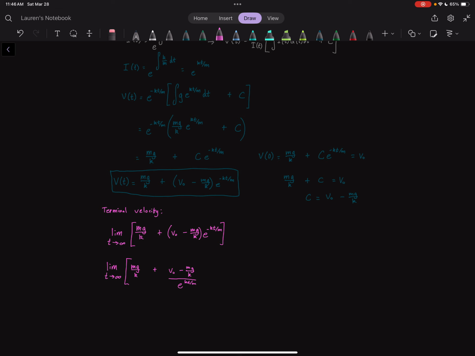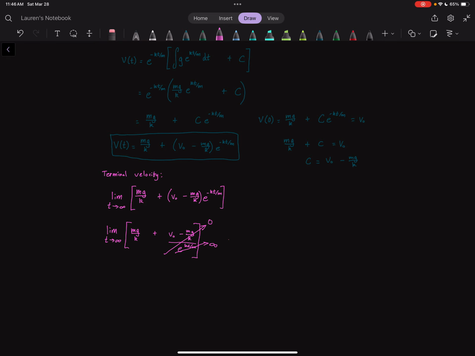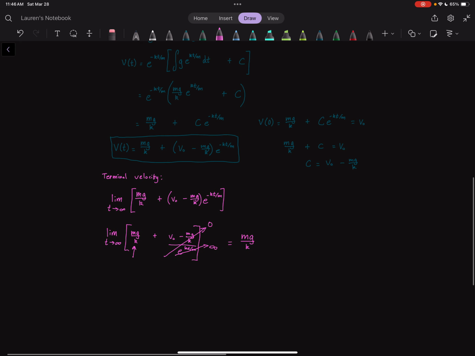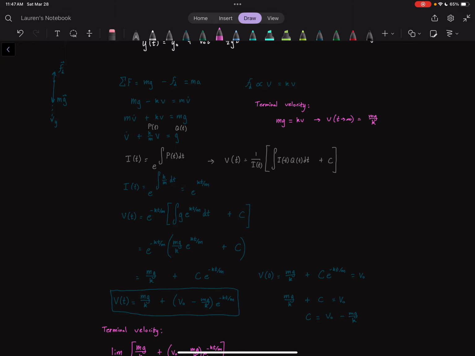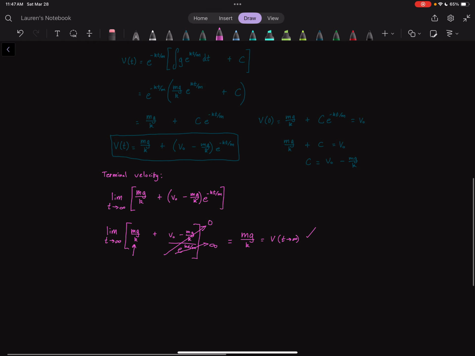And here you can see that as t goes to infinity, the denominator is going to go to infinity, and therefore this entire term is going to go to 0. So the limit as t goes to infinity is just the first term in the equation, mg over k. That is v as t goes to infinity, or terminal velocity, under this linear drag model. And that matches up above, mg over k. So there you go.